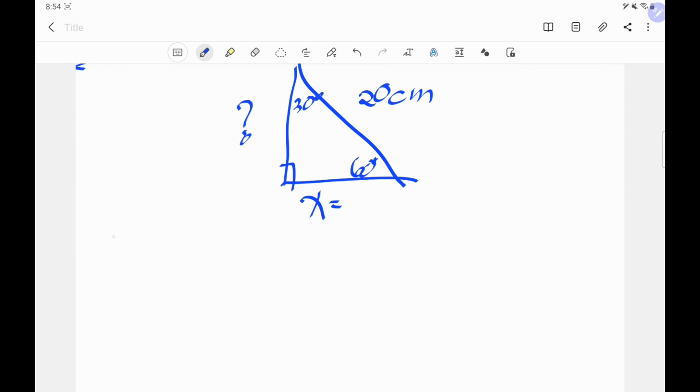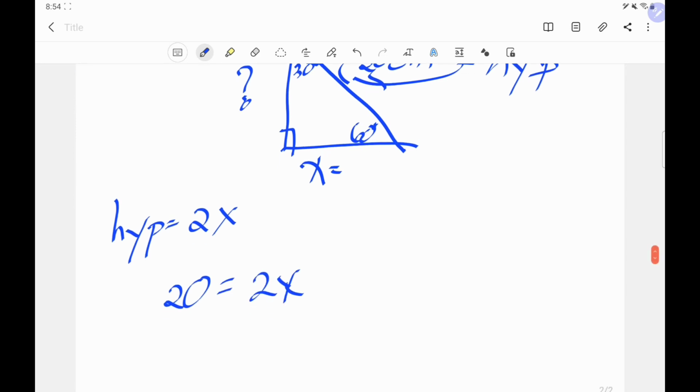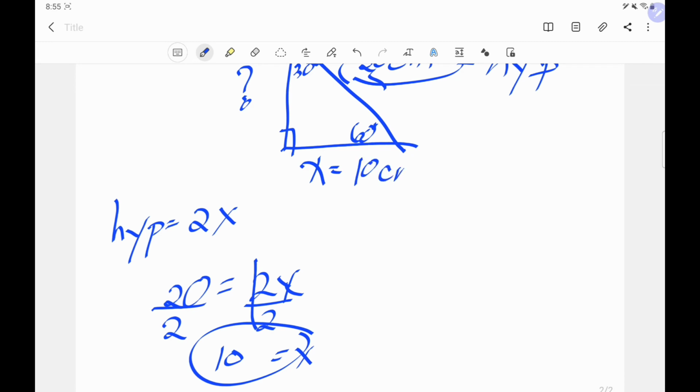Now remember, according to the formula, the hypotenuse is equal to twice the shortest side, which is opposite of 30 degrees. Let's say your shortest side is x, right? But your hypotenuse is given, so we just have to substitute the hypotenuse here. That means 20 is equal to 2x, right? Then we need to solve for x. Divide both sides by 2, x is equal to 10. That means your shortest side is 10 centimeters.